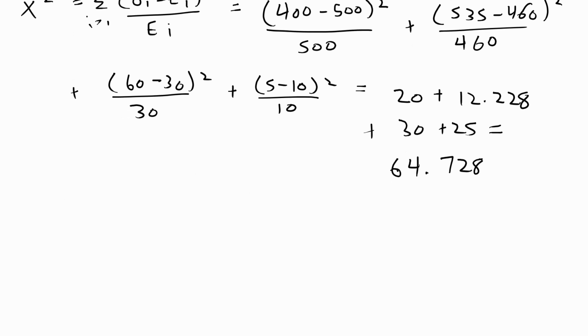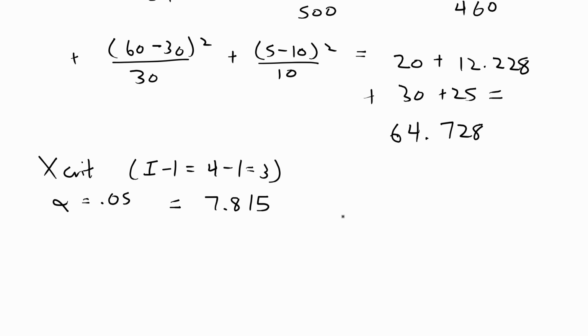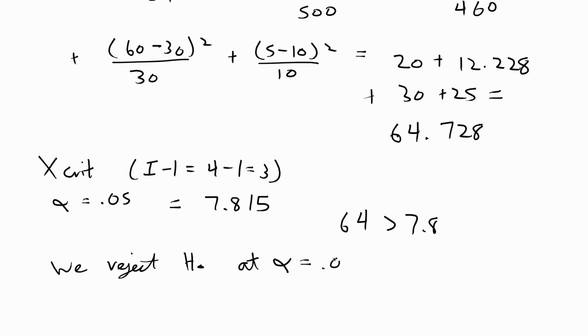We're going to compare that test statistic to a chi-squared critical value. Let's just say we're comparing at an alpha level of 0.05. The degrees of freedom is equal to I minus 1, which is 4 minus 1, which is 3. If we check that critical value in R or in a chi-square table, that critical value is 7.815. When we compare our test statistic to the critical value, 64 is greater than 7.8, so we're going to reject the null hypothesis at alpha equal to 0.05. So we reject H0 at alpha equal to 0.05.